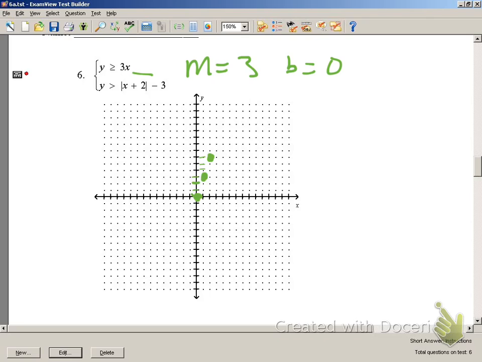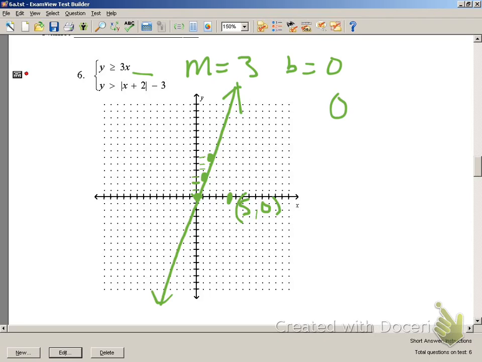This is an equal to, so it will be a solid line. Now, my intercept is at 0, so that means definitely I cannot use 0, 0 as a test point. I'm going to choose 5, 0 as a test point.